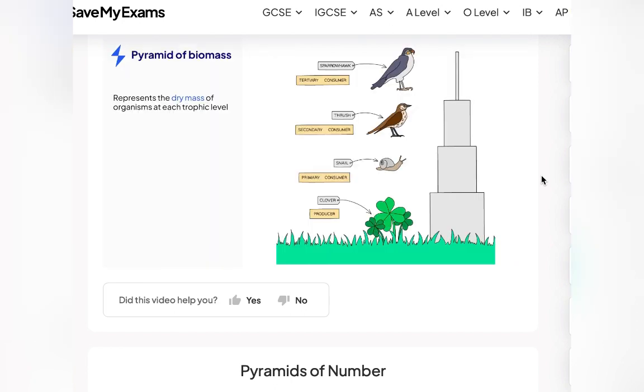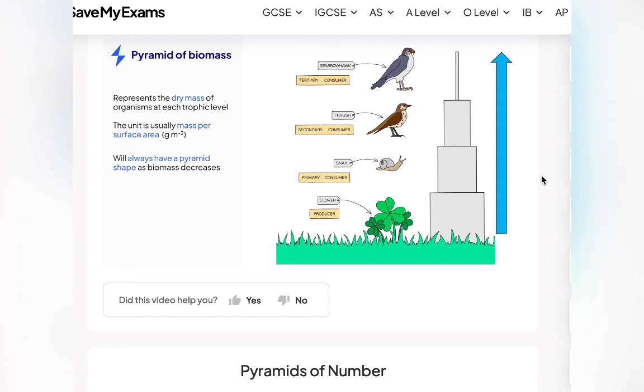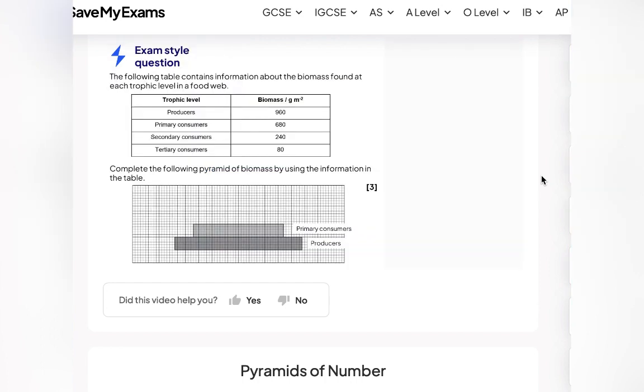A pyramid of biomass shows the dry mass of the organisms at each trophic level. This may be expressed as the mass per surface area, such as grams per square meter. A pyramid of biomass will always have a pyramid shape because the biomass at each trophic level decreases as you move up the food chain. This makes it a more accurate representation of the quantity of plant and animal material at each level of a food chain, as well as the interdependence between different trophic levels.